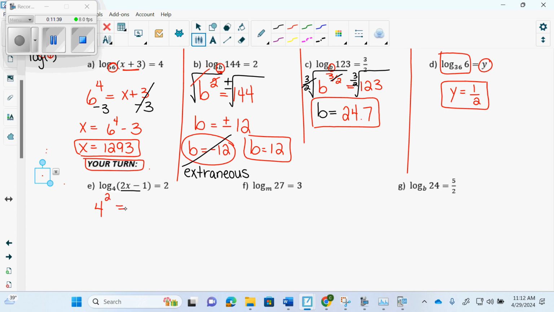2 equals 2x minus 1. If it's easier for you, 4 to the 2 is 4 squared, which is 16. Add 1 to both sides. 15 equals 2x. Divide by 2. x equals 7.5. And then you can plug it back in and check it.